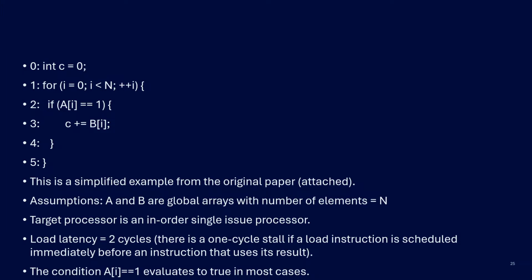What about the successor of B? C. Why? Excellent point. Even though there is no explicit dependence between these two, this sets the condition code register and this reads the condition code register. So there is actually a data dependence through the condition code register, CCR.